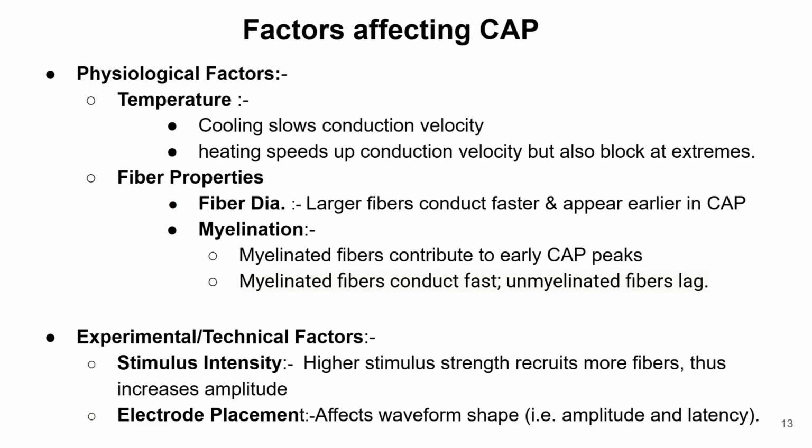In case of fiber diameter, we observe that larger fiber diameters conduct faster and appear earlier in the compound action potential. In case of myelination, it is observed that myelinated fibers contribute early to the compound action potential peak, whereas in unmyelinated fibers, we observe a lag.